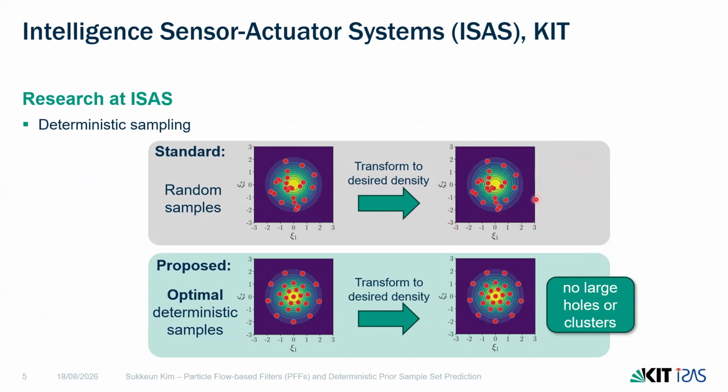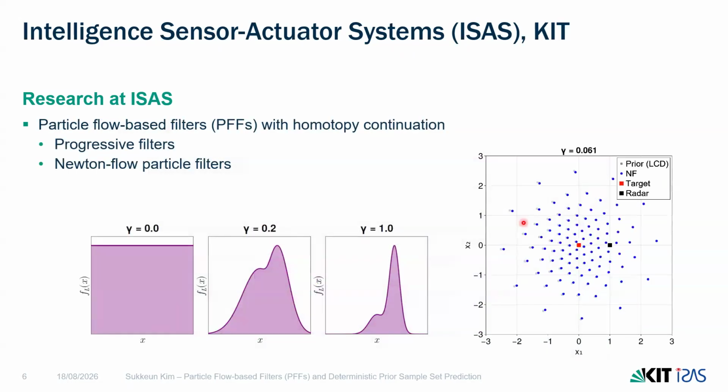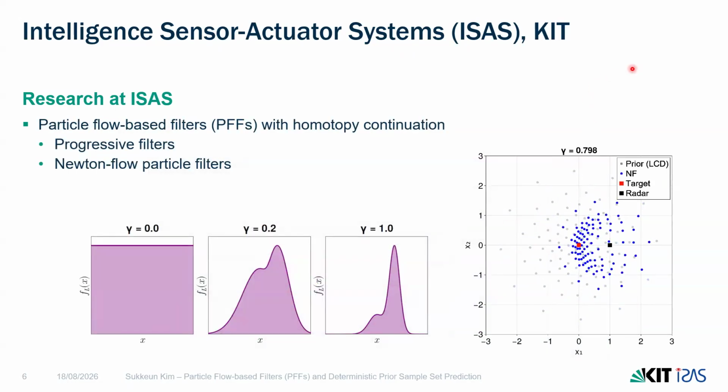top right figure, whenever you want to deform the density or distribution using random samples, if the number of samples is not big enough, there can be problems where some holes or clusters appear, which is not ideal. But we want to use these deterministic samples on the bottom line, which are really nicely distributed. When we transform the desired density, this representation is obviously much better than random samples. Those are other research topics, and this is what I do at ISAS.